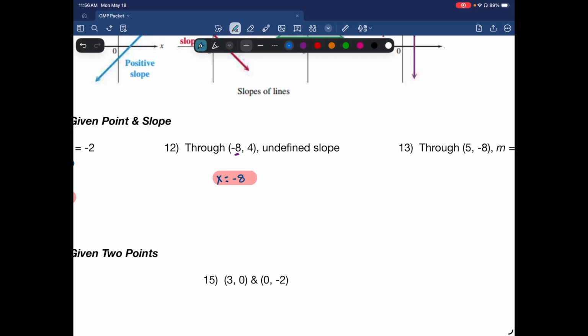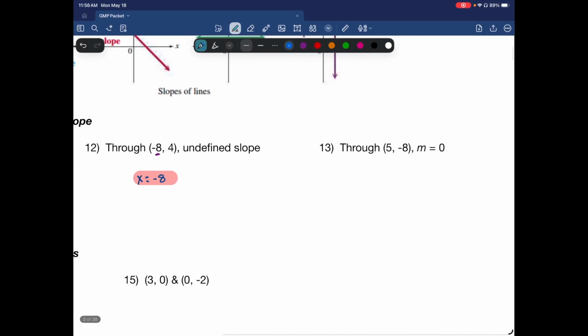So that's my equation. Likewise, on 13, my slope is 0. So if my slope is 0, I only care about the y value because this is a horizontal line. So y equals negative 8.